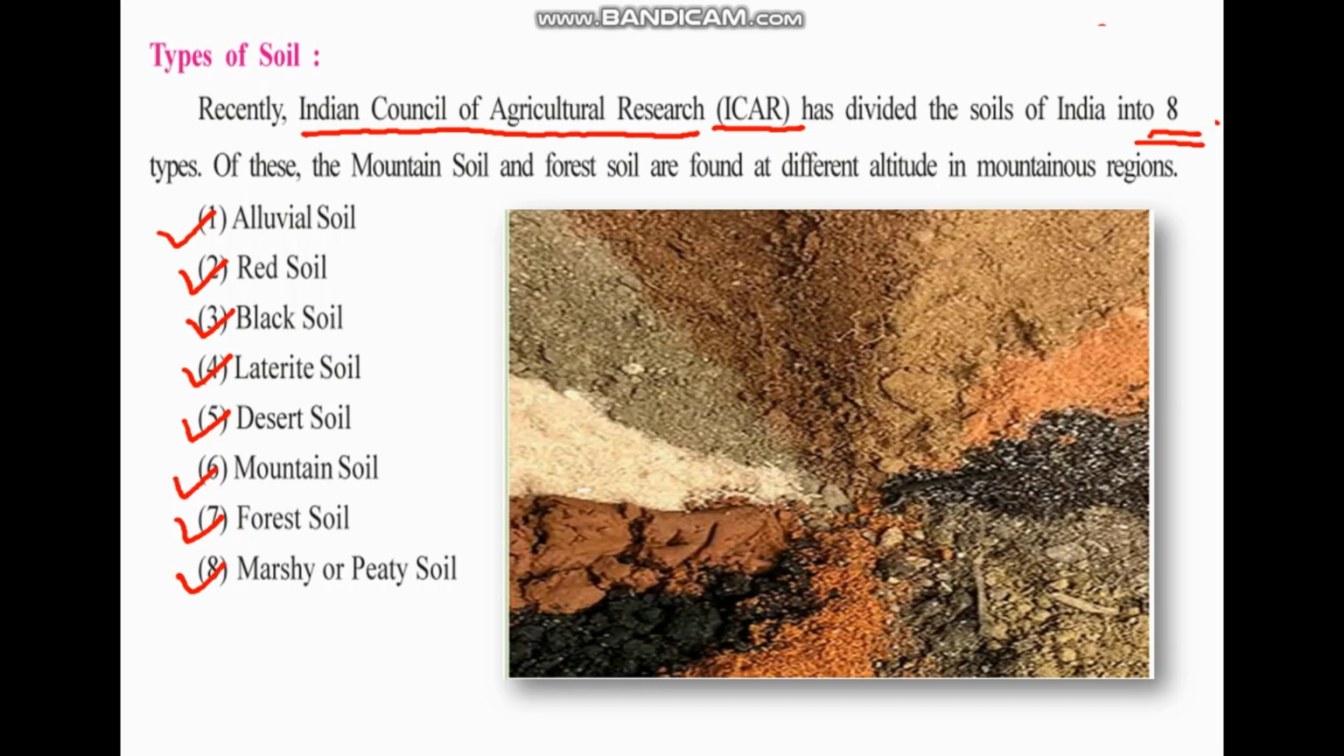Of this, the mountainous soil and the forest soil are found at different altitudes in mountainous regions. So you can say they are one and the same, but for easy understanding, they are divided into various divisions. They have classified it into various divisions, right? Let us see further.